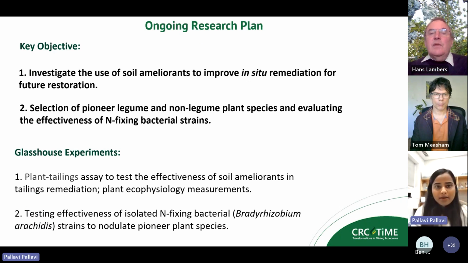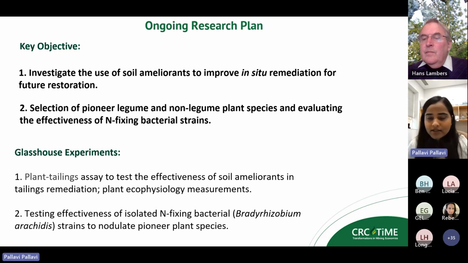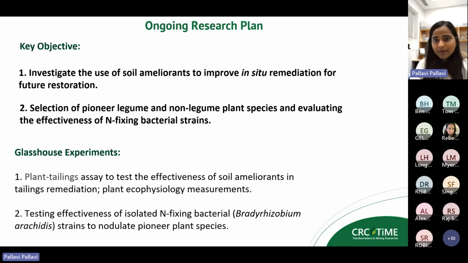Good morning, everyone. I'm going to discuss my ongoing research plan. So my first key objective is to investigate the use of soil ameliorants to improve in situ remediation for future restoration. As you already know, these tailings are waste material that is left after the target minerals are extracted from the ore, and they often possess extreme physicochemical properties such as high salinity, extreme pH, and low microbial diversity and content. So we are going to use compost biosolid as a soil ameliorant, and I'm going to perform the glasshouse experiment to test the effectiveness of this compost biosolid in tailing remediation. I will discuss this compost biosolid in the next slide.